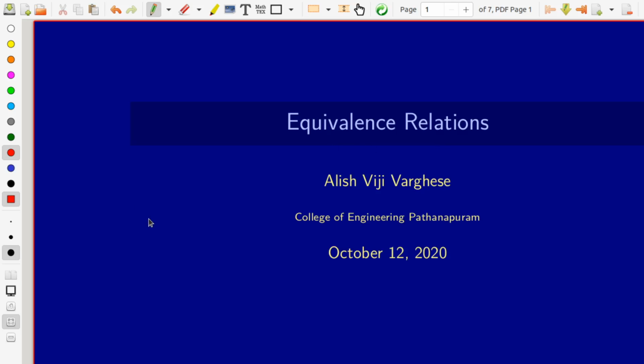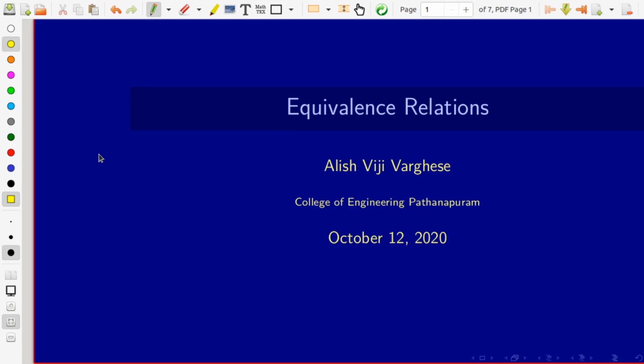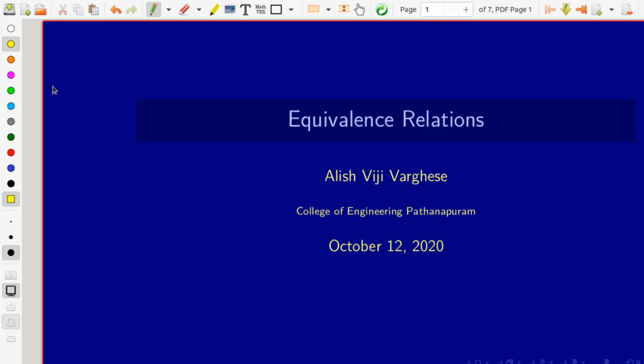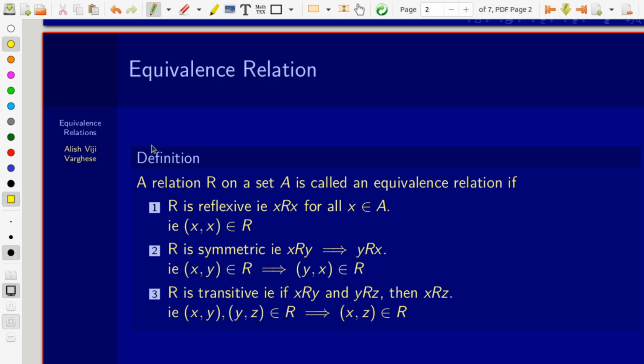Today we are going to discuss a particular type of relation, which is known as equivalence relation. We start with the definition of equivalence relation, and then we move on to some results on equivalence relation and so on. And this is the definition.